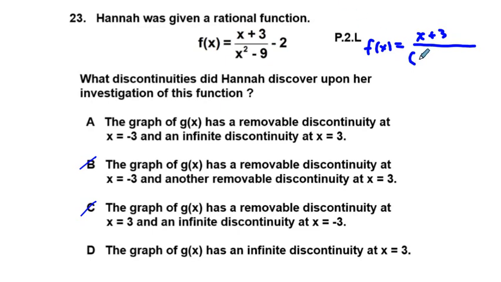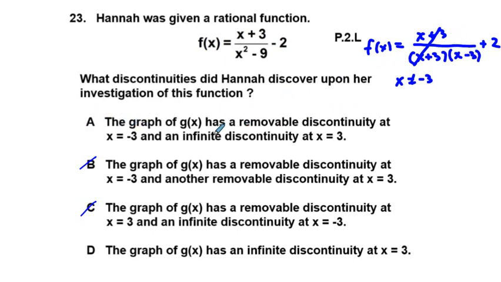x plus 3, times x minus 3. On the outside we have plus 2. Well, the x plus 3 over x plus 3 will cancel each other. So that means we know x cannot equal negative 3. And because we were able to remove this algebraically, that's how we get a removable discontinuity at x equals negative 3.